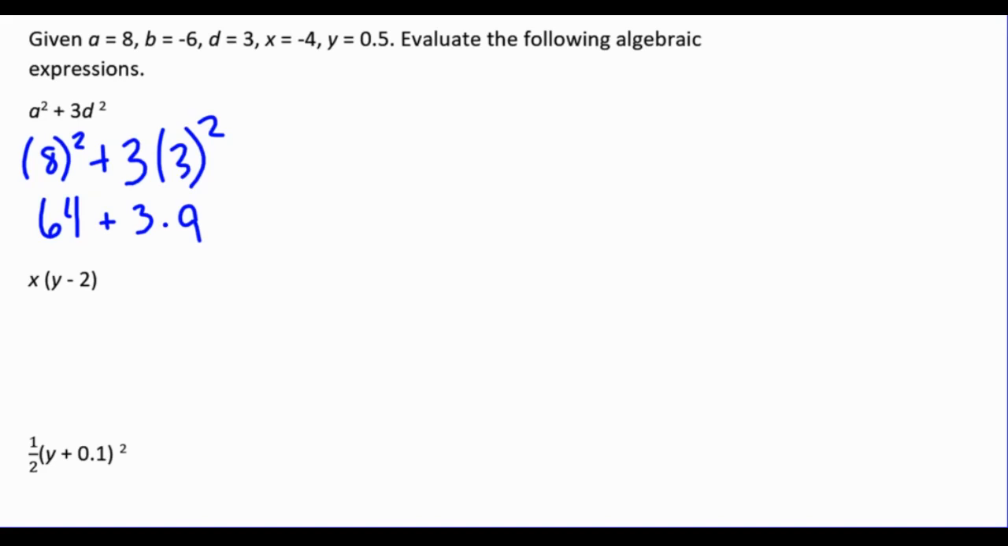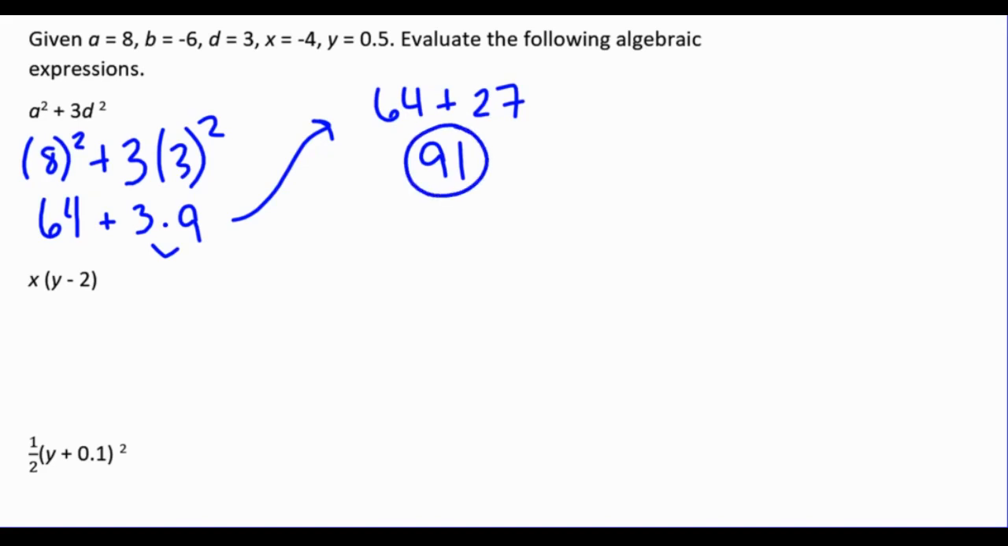So order of operations, I definitely want to multiply before I add. So I'm just going to write this up here. So I have 64 plus 27. And that will give me a value of 91.